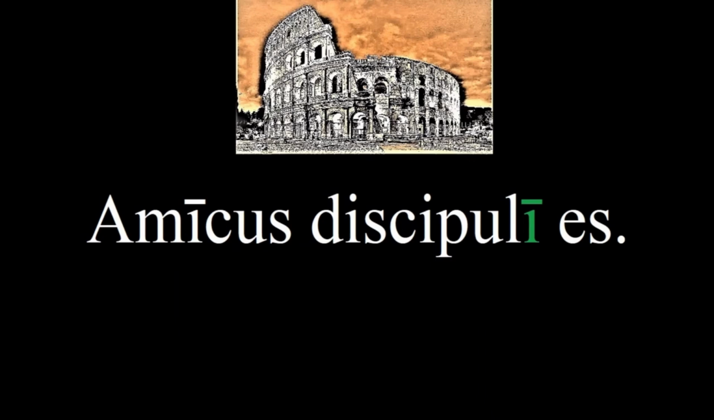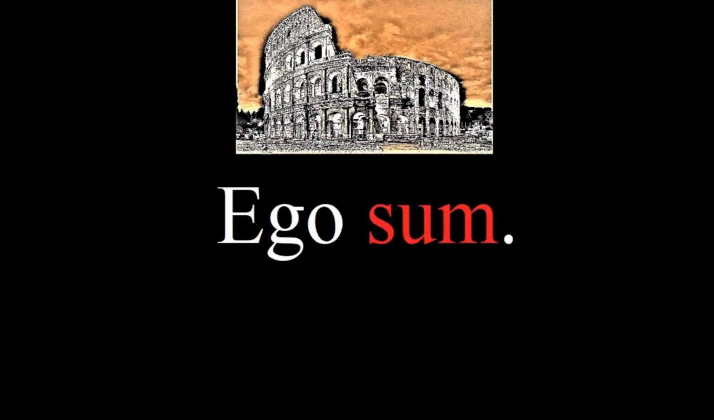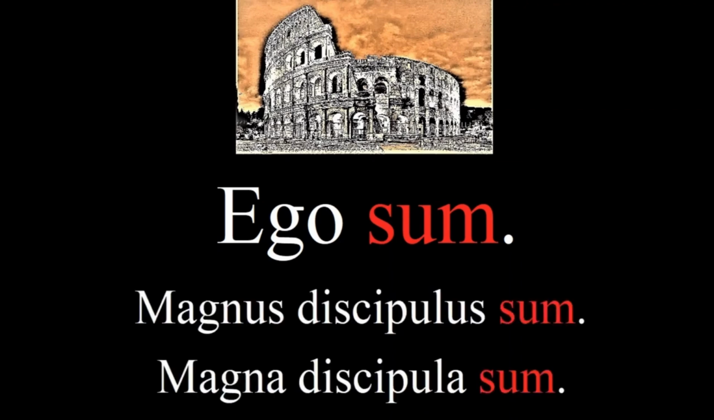Remember, the words can come in any order, but for the sake of time, I'll only give one combination now. And I am has yet another form in Latin. Ego sum. Say, I am a big student. Magnus discipulus sum. If you're a male, and if you're a female, magna discipula sum. The genders make it a little difficult, but after a while they will come naturally.